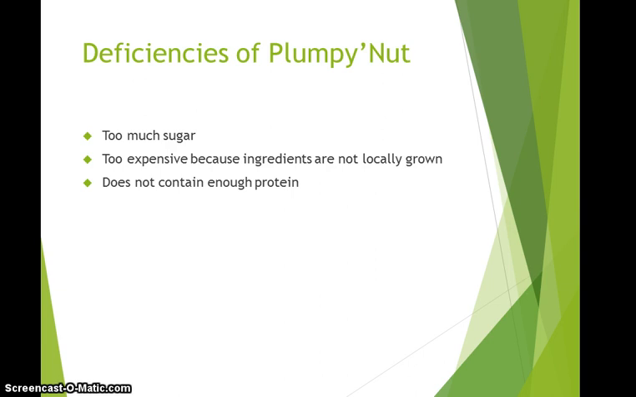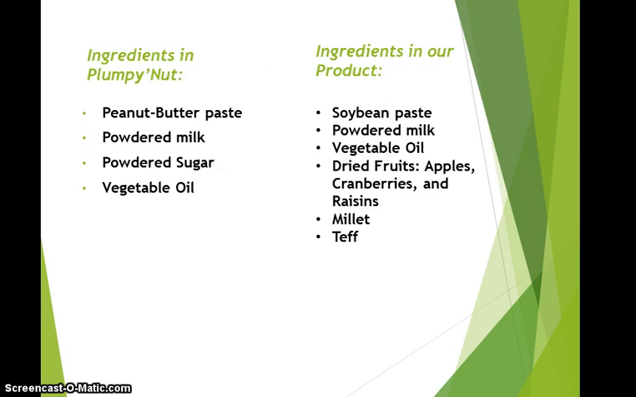To help with these deficiencies, we took out powdered sugar and replaced it with dried fruit. We replaced peanuts with soybeans instead. We decided to add millet and teff to our recipe. Our final recipe contains soybean paste, milk powder, vegetable oil, dried fruits, millet, and teff.